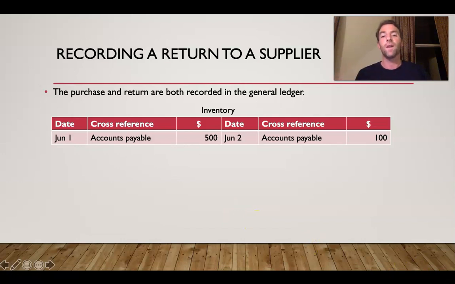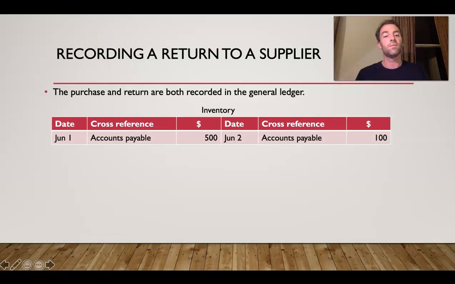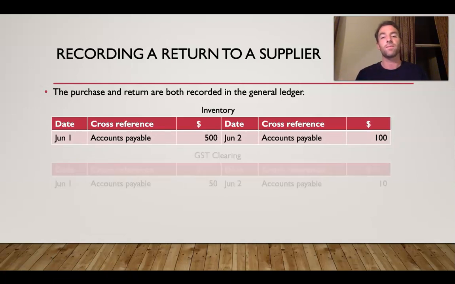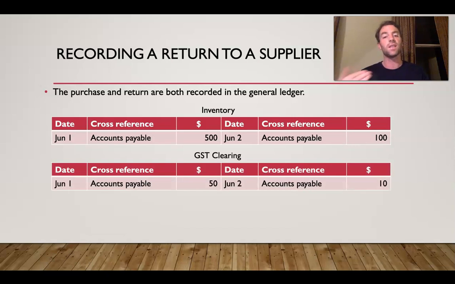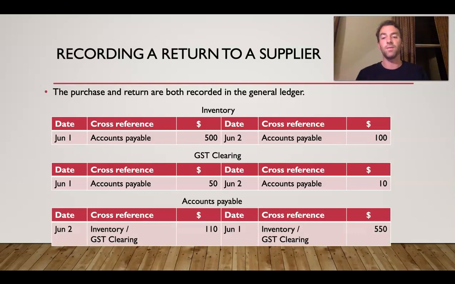of $500. But on the 2nd of June, our inventory goes down by 100 because of a $100 credit. So our $100 credit there is on the right-hand side of our inventory. GST clearing does the same process, and so too does our accounts payable. And you might want to have a look at this to really understand the posting of our ledgers.